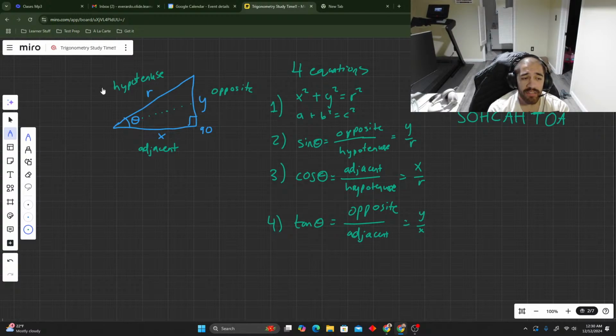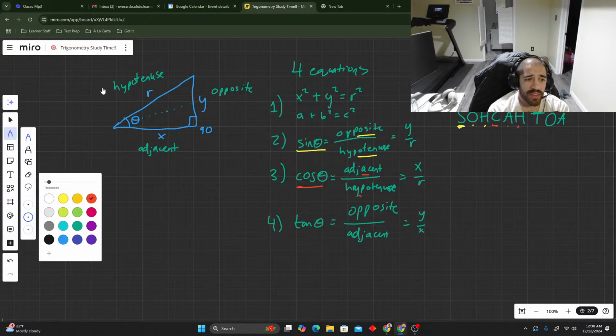So we have this S right here. S stands for sine. This O and H are for opposite and hypotenuse. Okay? Then you have cosine, C for the CAH. A for the adjacent, and then over hypotenuse. You see that?